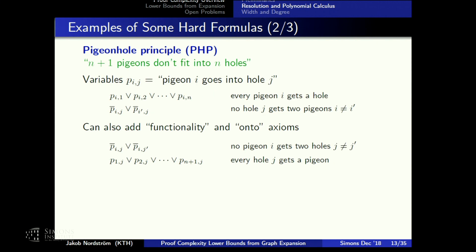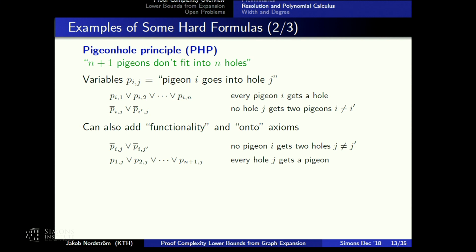A slightly more interesting example are pigeonhole principle formulas, very heavily studied in proof complexity. So encoding that n plus 1 pigeons don't fit into n holes, except we want an unsatisfiable CNF formula. So of course our CNF will say that this is completely possible. Every pigeon is getting a hole. For every hole j, it is the case that no two pigeons i and i prime go into that hole.